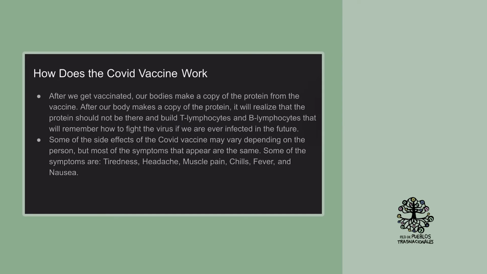Some of the side effects that the COVID vaccine may have depend on the person. Some people get side effects, some people don't. It all depends on how strong the immune system is. Some of the symptoms are tiredness, headache, muscle pains, chills, fevers, and nausea. I'm sure all of us who are vaccinated have had some of these symptoms, or some of us haven't.